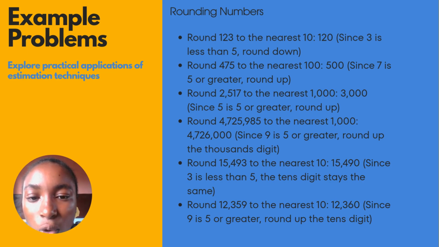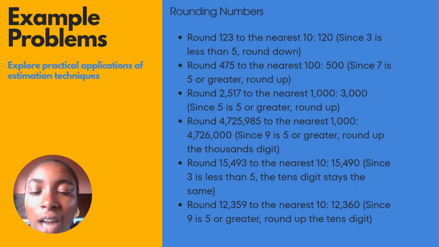So which is 100? 4 is 100. So that means we are dealing with 4. So we look at the number behind 4, which is what? 7. Now, since 7 is 5 or greater, we round up, meaning we'll be adding 1 to 4. So 4 plus 1 is what? 5. We change the tens and unit to what? 0, making 475 to the nearest 100, 500.